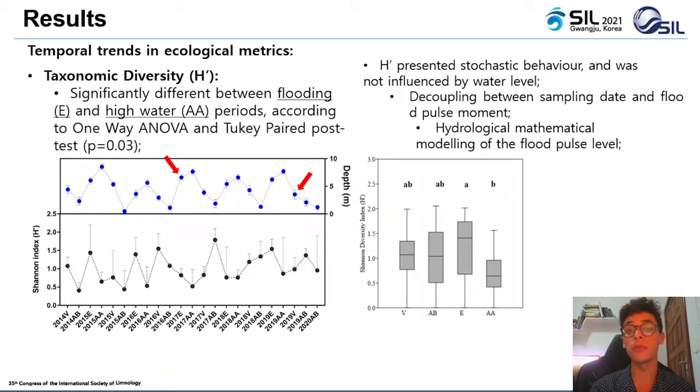This phenomenon could be related to the coupling between sampling date and flood pulse moment. Traditionally, sampling is held according to the calendar window of each hydrological period, but sometimes the flood pulse is early or delayed for stochastic reasons, and the ecosystem might be environmentally more similar to the previous or next period than the one it actually is chronologically. Still, further studies are required to assess through hydrological mathematical modeling the gradient of the flood pulse level in function of time.